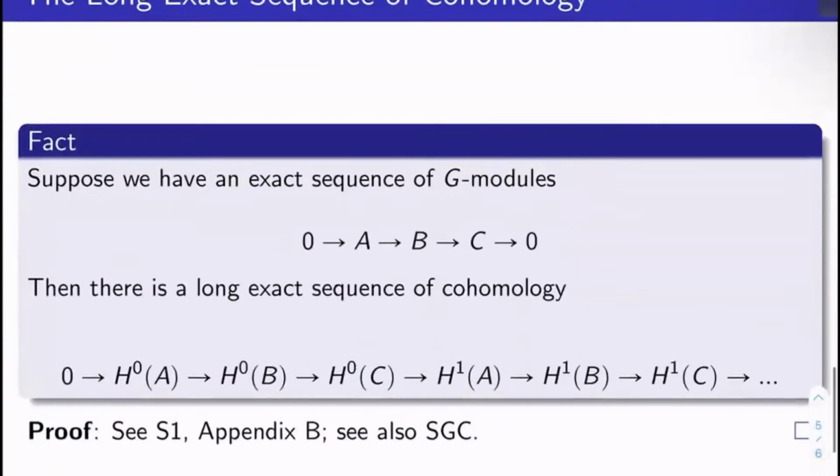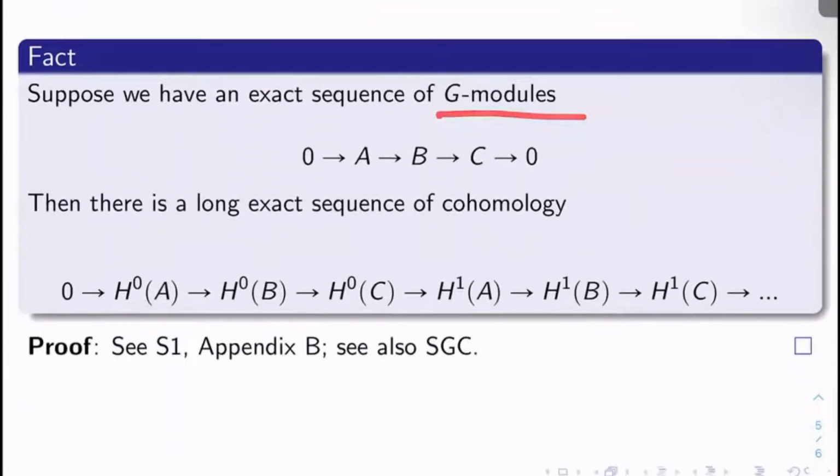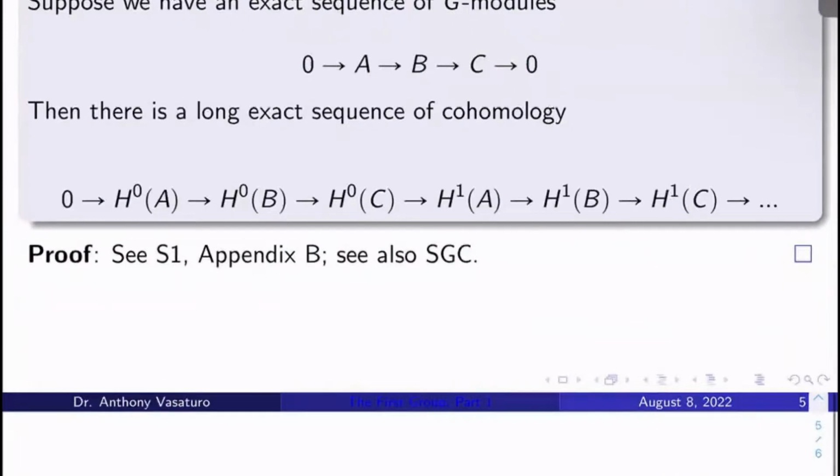Okay, so the last slide for today, let's talk about the long exact sequence of cohomology associated to an exact sequence of G modules. So let's take an exact sequence of G modules, 0 to A to B to C to 0. So that just means the kernel of one map is the same as the image of the previous map for each of the arrows available here. Okay, so then it turns out there's a long exact sequence of cohomology associated to this exact sequence.